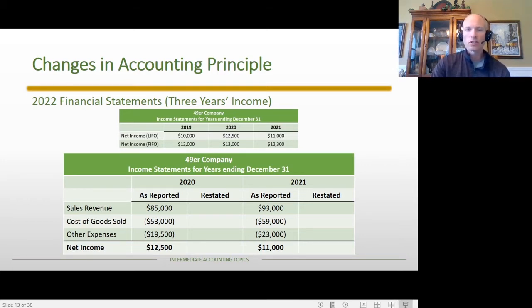And then as far as the test is concerned, I had a student ask, well, how is this going to look on a test? Essentially, what you'll be given is that as reported column, and then you'll be required to fill out the restated column. You'll be given the as reported amounts, and then you'll need to provide the restated amounts. And so anything that you see blank here would also be blank or something similar on the test.